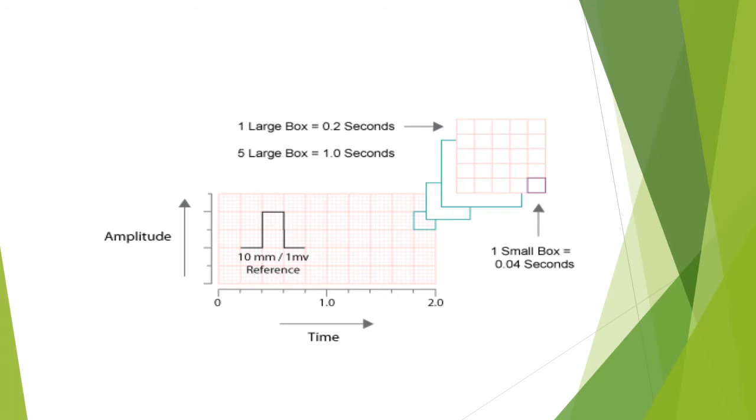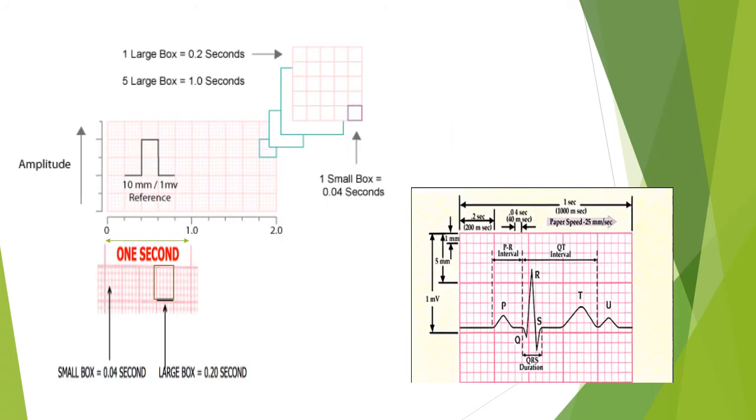What about the vertical axis in the ECG paper? It represents the amplitude. And also here you will notice that each large box is 5 millimeters in amplitude, and it equals 0.5 millivolt, and each 10 millimeters on the vertical axis represents 1 millivolt. So it is easier now.